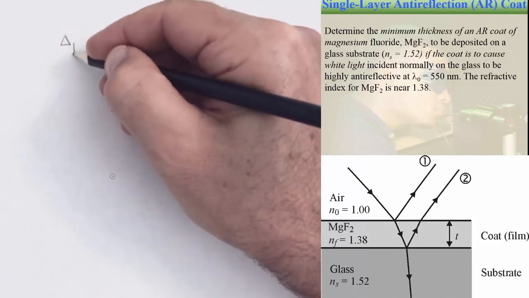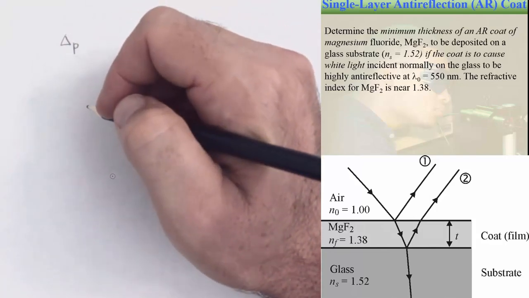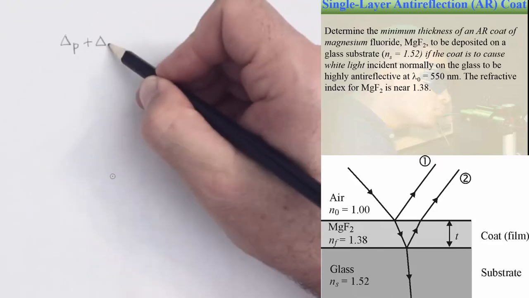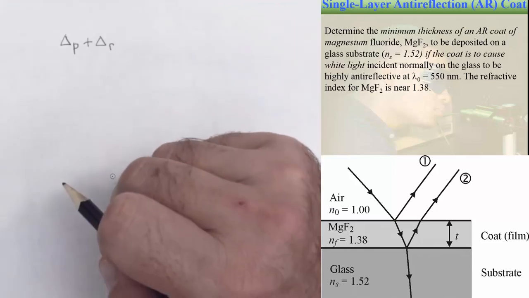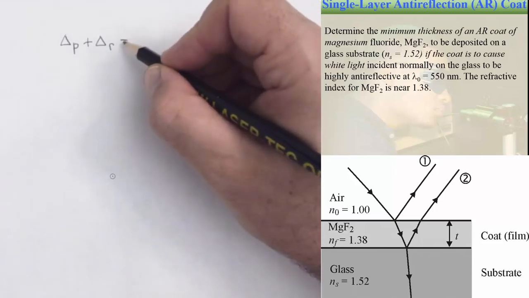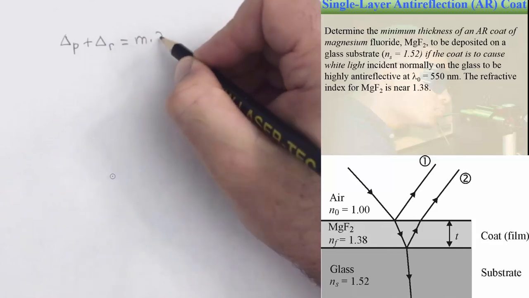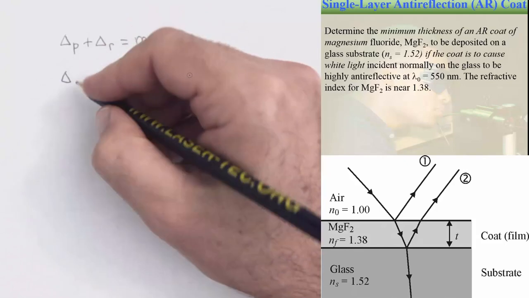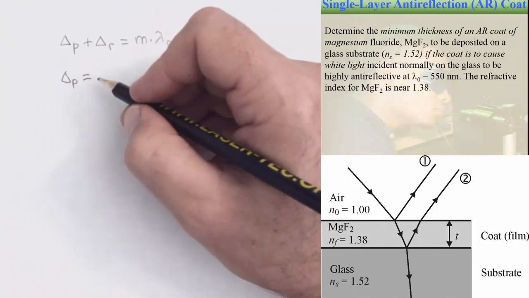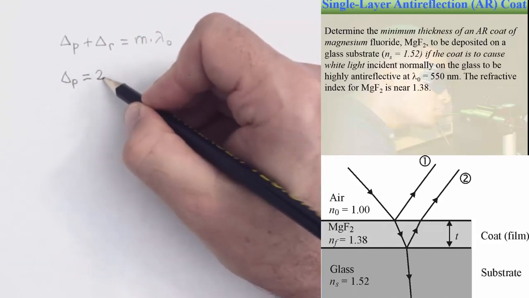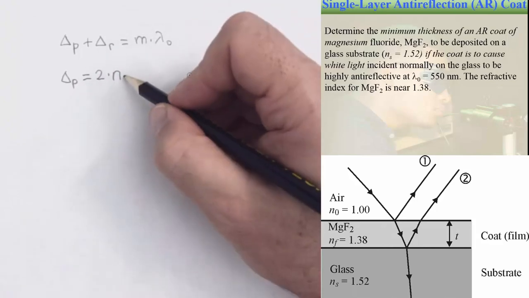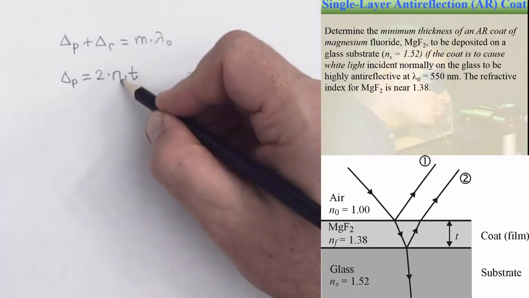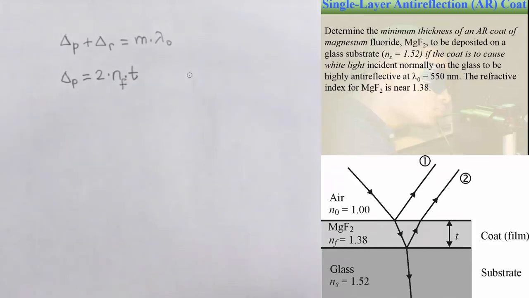So we have delta in the phase between the two light rays, plus delta in phase that may be a product of a reflection, is equal to m times lambda 0. Now for the phase difference delta p, we know that that phase difference is equal to 2 times the index of refraction times the thickness, where n represents the index of refraction of the coating and t is its thickness.